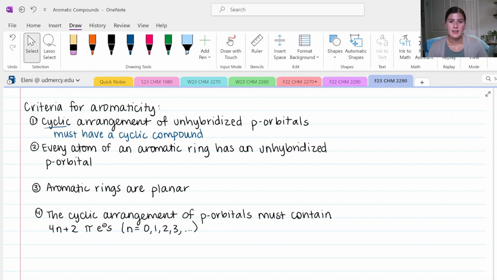And then the cyclic arrangement of p orbitals must contain 4n plus 2 pi electrons. So if you count up all the electrons that are in p orbitals, so the pi electrons in the aromatic ring, the number of them must be equal to 4n plus 2, where n is an integer. It can be 0, 1, 2, 3, and so on. This is called Huckel's 4n plus 2 rule.